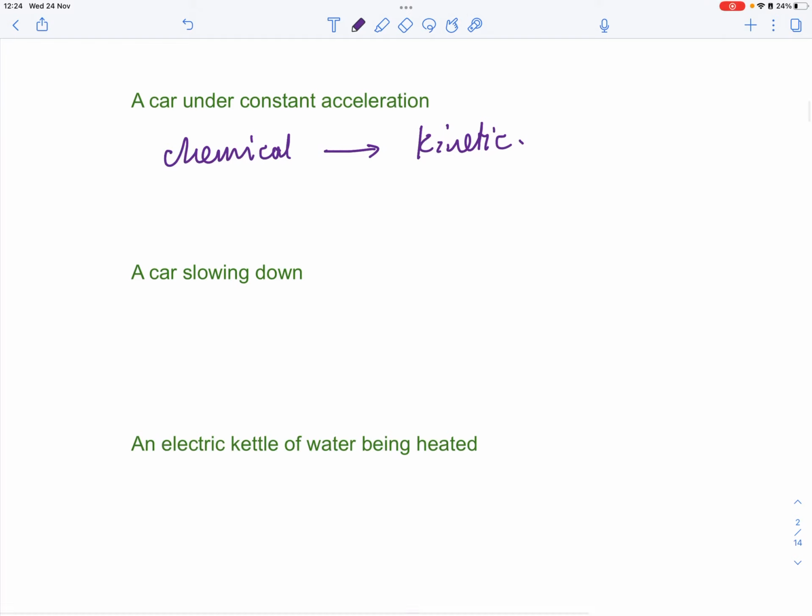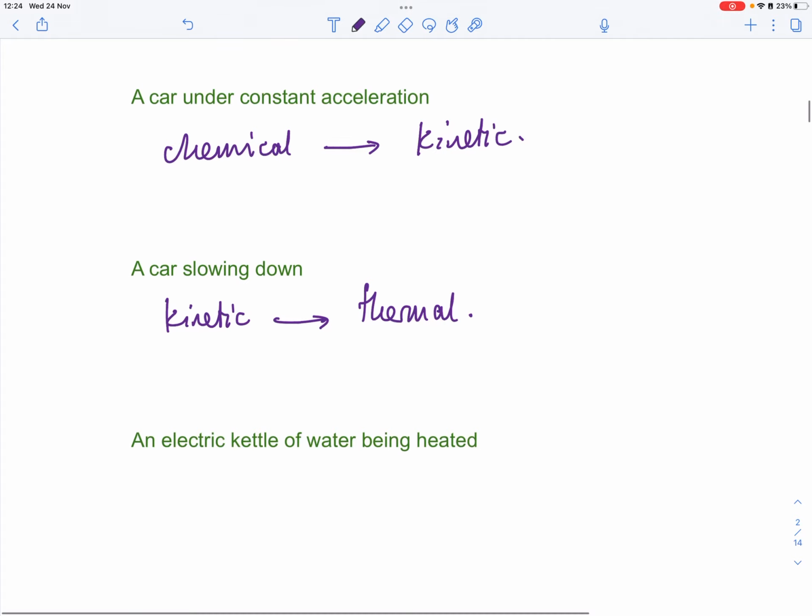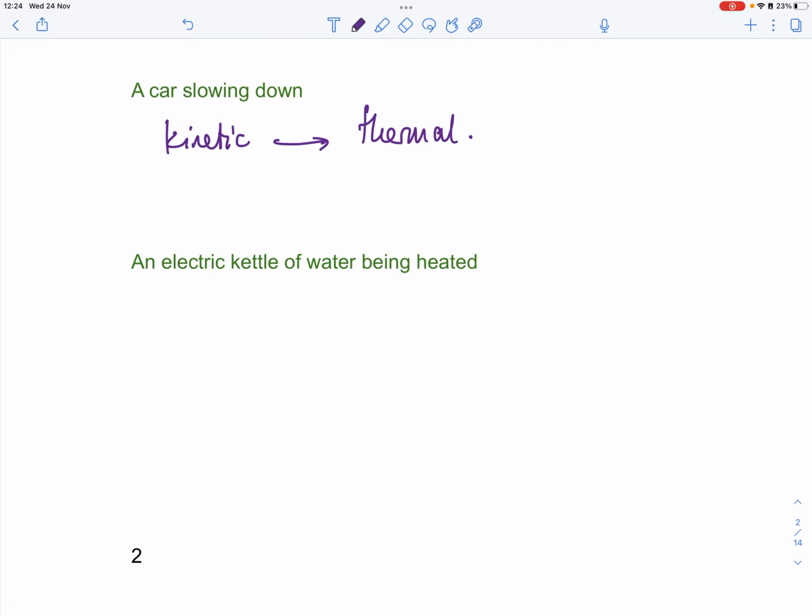And then a car slowing down. Based on the action of its brakes, we have quite a lot of kinetic energy in the moving car, and that is then transferred through friction. And this is going to be a common theme. Friction produces heat. The action of that mechanical transfer due to the force of friction produces quite a lot of thermal energy. And actually cars' brakes can get quite hot when they've done a lot of braking. And then an electric kettle of water being heated. Here we start off with electrical energy, and that is then transferred into thermal energy. The store of electrical energy goes down as the store of thermal energy increases.